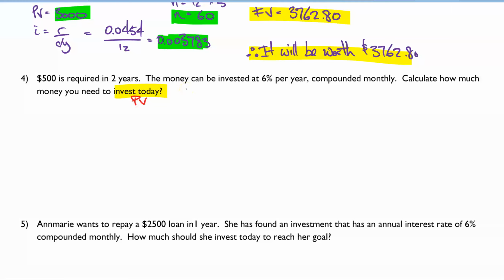What do you have today? So let's make sure we got everything we need. In 2 years, the money can be invested at 6% per year, compounded monthly. Calculate how much money you need to invest today. So we need the present value formula, and we start by writing that out and labeling everything we have. PV is equal to future value times 1 plus I to the exponent negative n. That is what your present value calculation is going to look like.